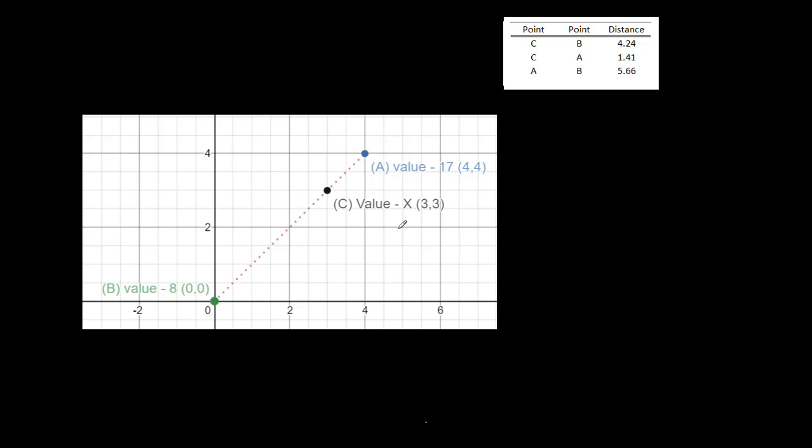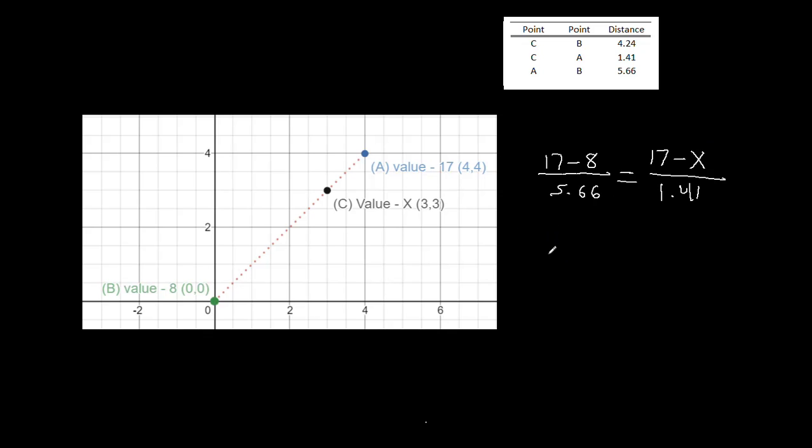So we're going to just quickly figure out, well, what is this value x at point C? All we're going to do is take that difference in the value between A and B. So that's going to be 17 minus 8, divided by the distance between A and B, which is 5.66. And we know that that's going to be equal to the value of A, which is 17, minus x, because x is the thing we don't know, divided by the difference in distance between A and C, which is 1.41. That's all linear interpolation is.